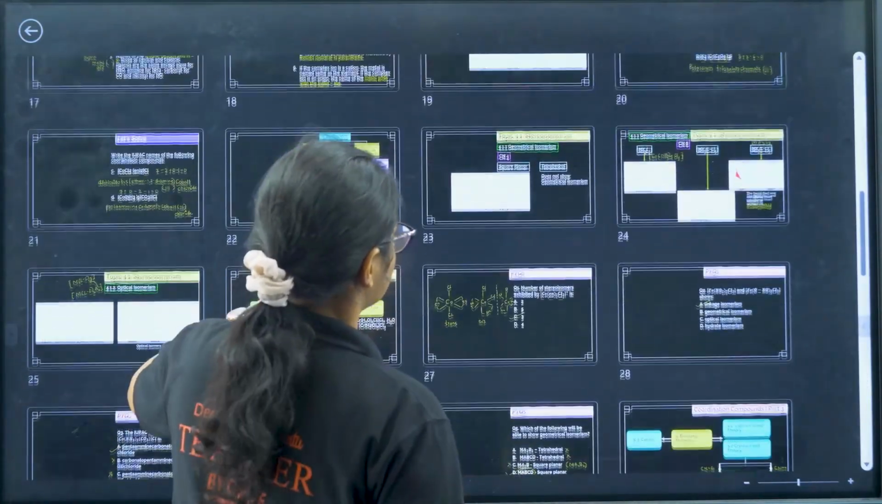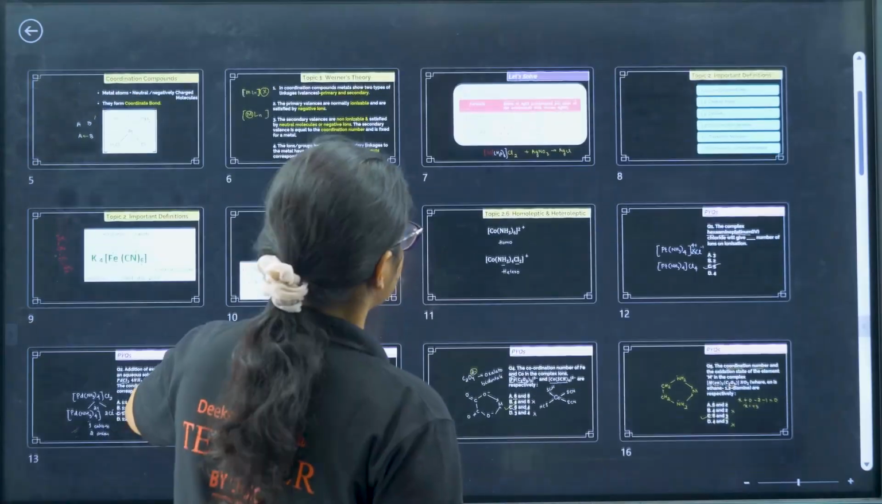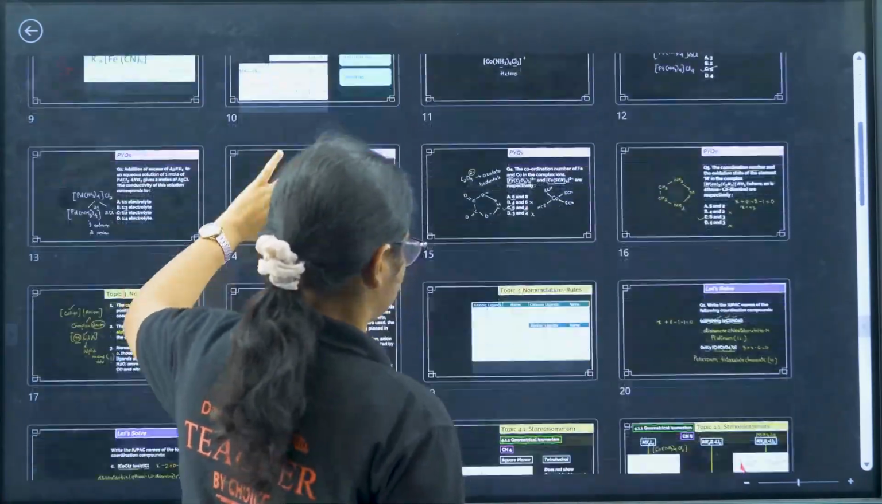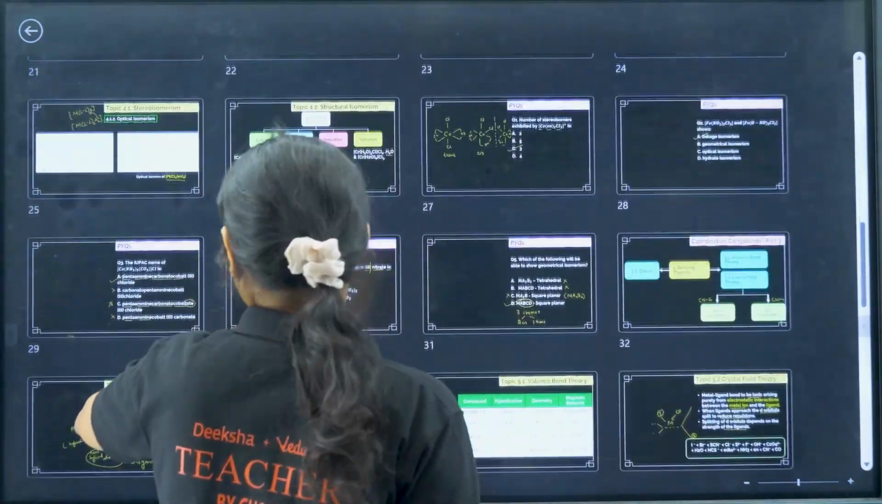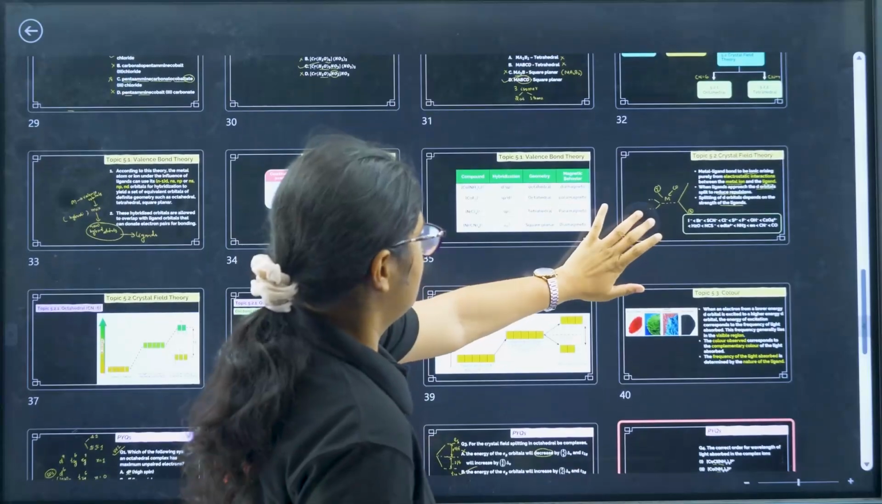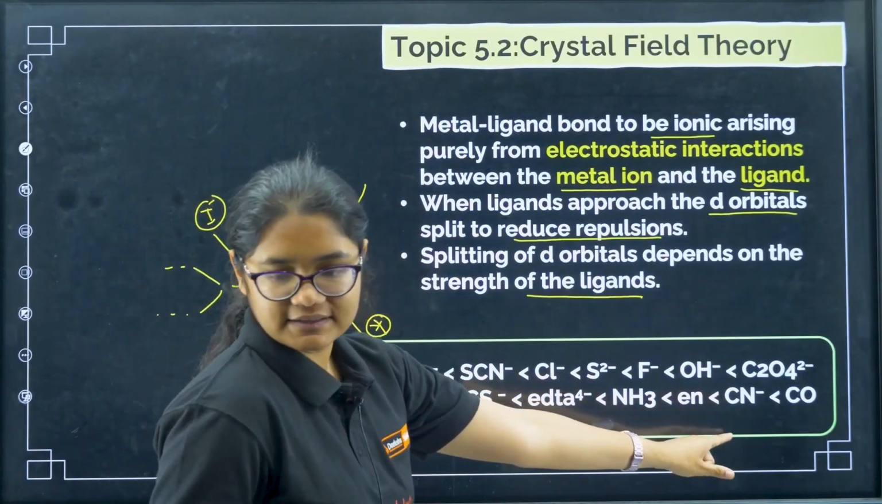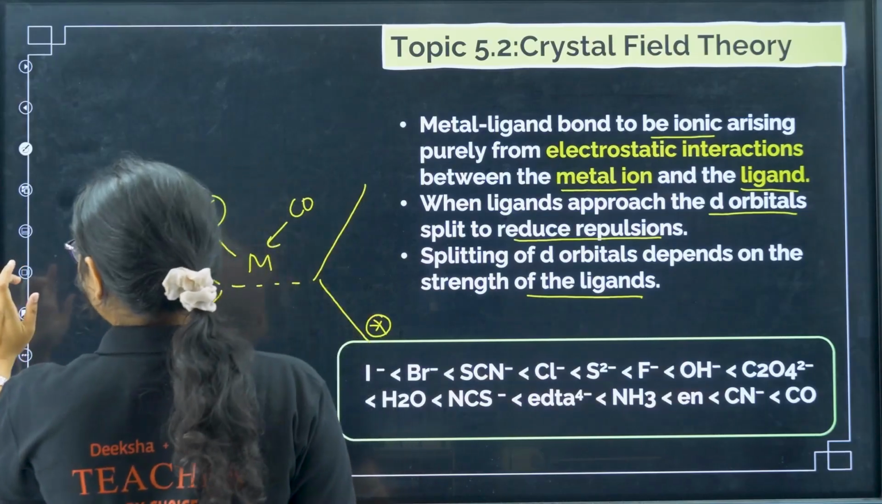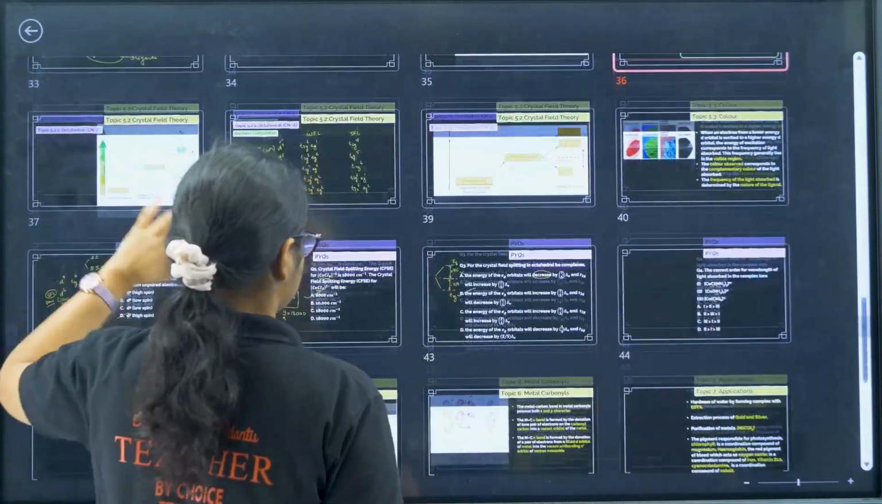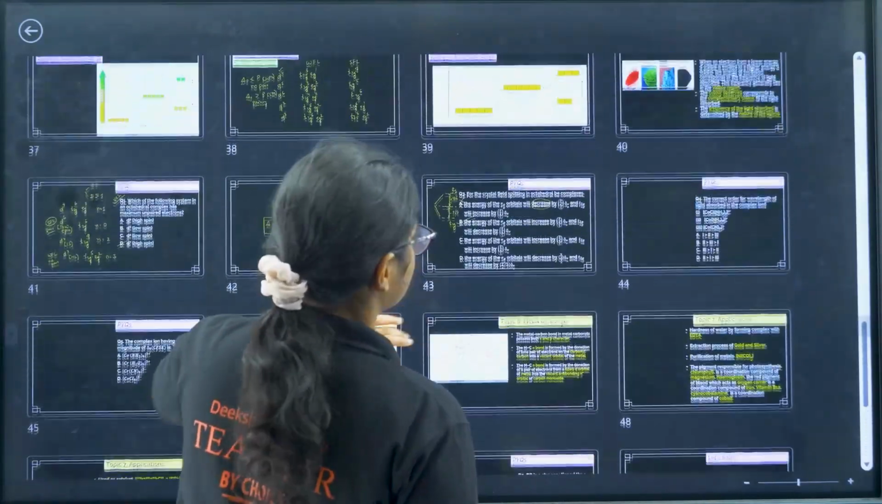So let me just show you the spectrochemical series that we have written. Yes, so you can see NH3 is a weaker field ligand than CN here, right? So now if I go back to my question, if I just solve it again, I'll show you.